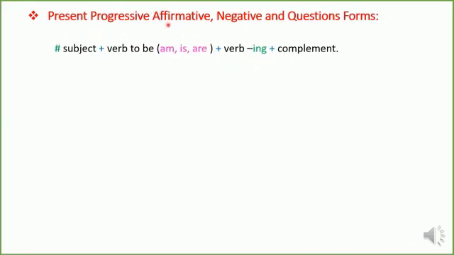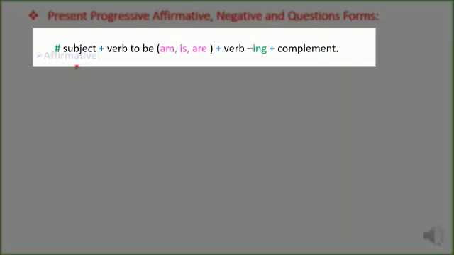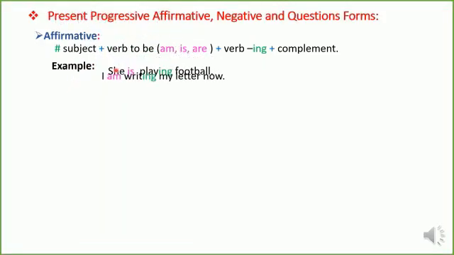Present progressive tense with its affirmative, negative, and question forms. I mean here by the affirmative, the positive form of the sentence. It means that the sentence doesn't contain any negative word like not, and it declares or states something. Any affirmative sentence should end with a period. So here the form should be subject plus verb to be, is or are, plus verb plus ing and complement, and it ends with a period. For example, she is playing football, or I am writing my letter now.